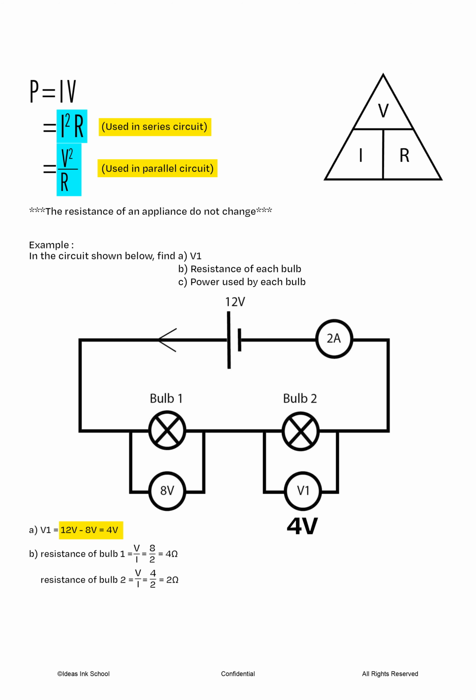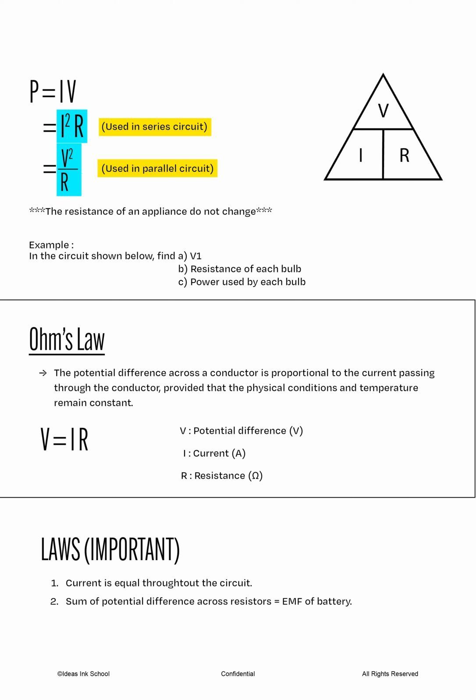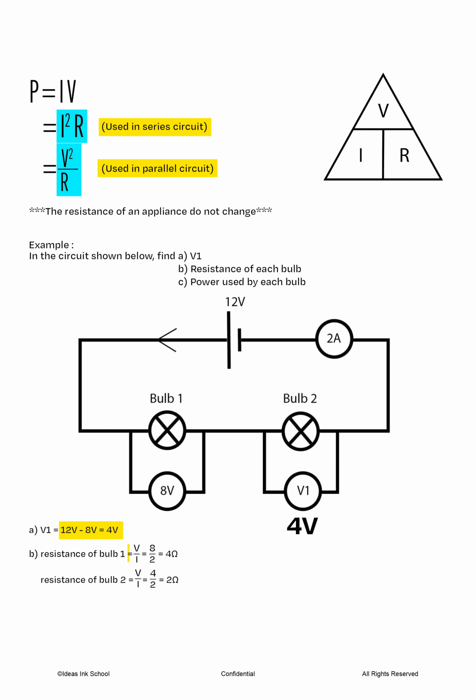Next, to find the resistance of each bulb, we simply need to apply Ohm's law. Since this is a series circuit, let's recall the first law of series circuits. That law states that the current flowing throughout a series circuit is the same. Therefore, bulb 1's resistance is found by taking the voltage of 8 and dividing it by the circuit current of 2 amperes to obtain a resistance of 4 ohms. While bulb 2's resistance is found by taking the voltage of 4 and dividing it by the same circuit current of 2 amperes to obtain 2 ohms.